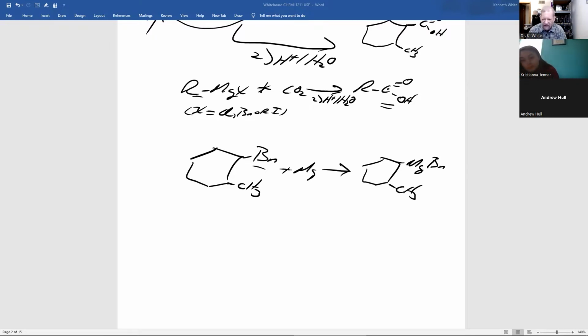Carboxylic acid derivatives. Now, I'll never ask on a test, what's a carboxylic acid derivative? Well, that's a compound in which the hydroxyl group of a carboxylic acid is replaced with various other groups. So you make from the carboxylic acid different things by removing the hydroxyl group and replacing it with something.